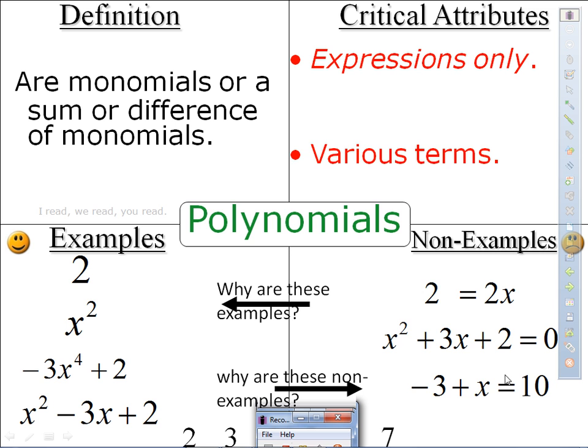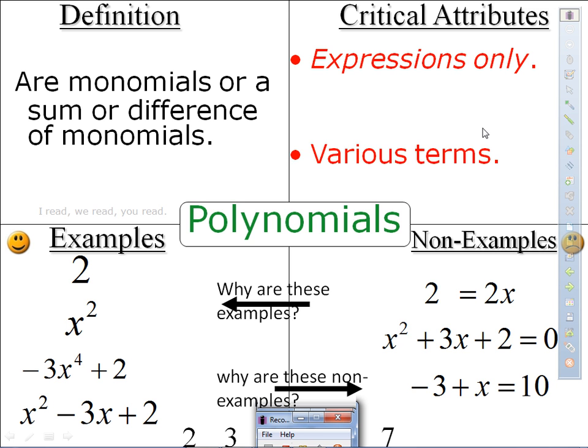So look at the non-examples. What do you notice right away from the non-examples? That they have what? Equal signs. So therefore, we're going to be looking at expressions. We're not looking at equations. So therefore, we're not solving anything. We're not going to say, so what is x? No, we're not going to solve anything. We're just dividing and then simplifying. Okay? So what are polynomials? Expressions only, and they have various terms.